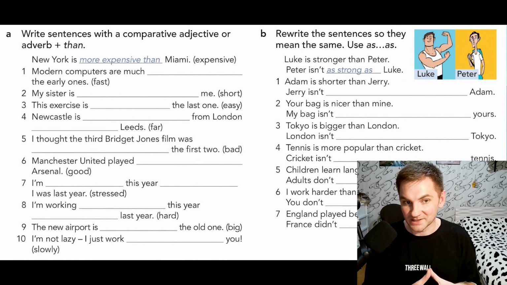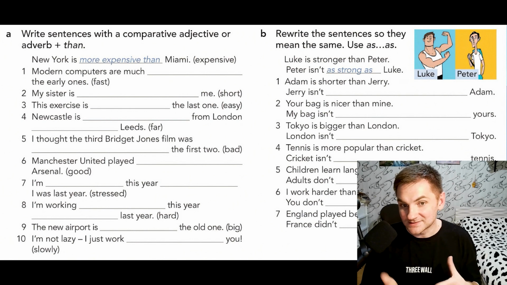5a. Part A. Write sentences with a comparative adjective or adverb plus than. Part B. Rewrite the sentences so they mean the same. Use as. Luke is stronger than Peter. Peter isn't as strong as Luke. Or Adam is shorter than Jerry. So Jerry isn't as short as Adam. You see, I hope you get the idea how to do it.